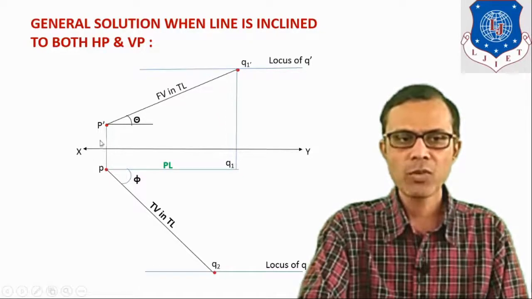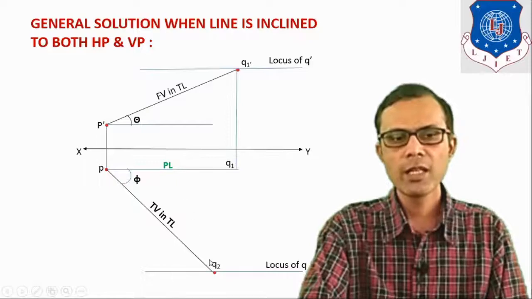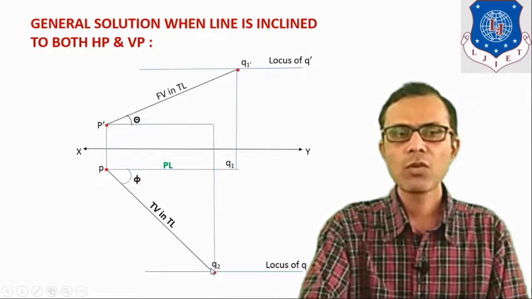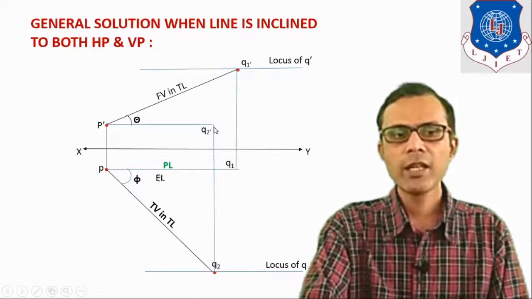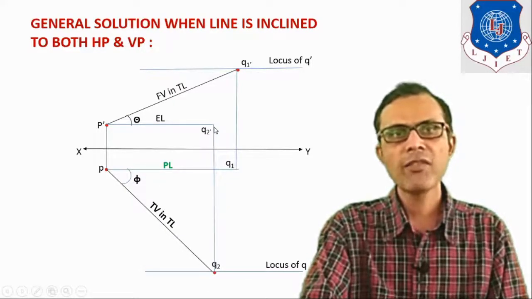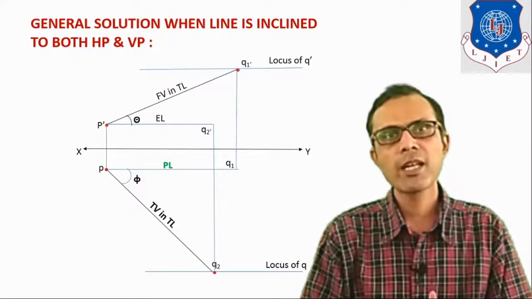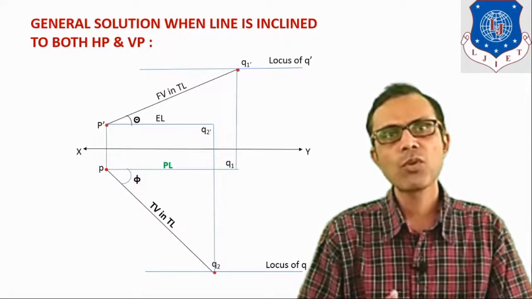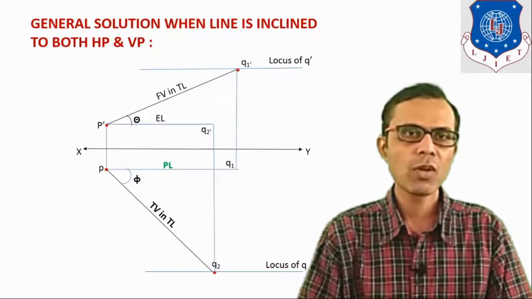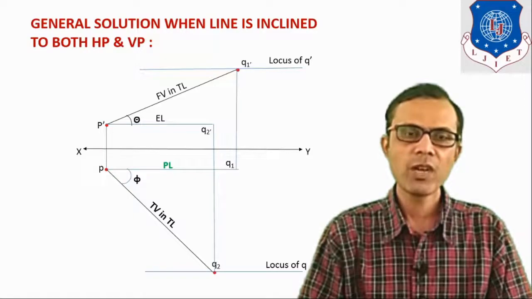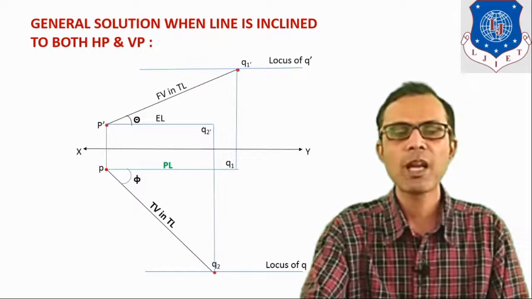From P it is projection, already we have P dash. From P draw the projection line, and from Q2 also draw the projection line. So it is intersecting point, that is Q2 dash. It is known as EL, elevation length. One important point you should remember is that front view is also known as elevation and top view is also known as plan. So front view length, it means elevation length, and top view length, it means plan length.